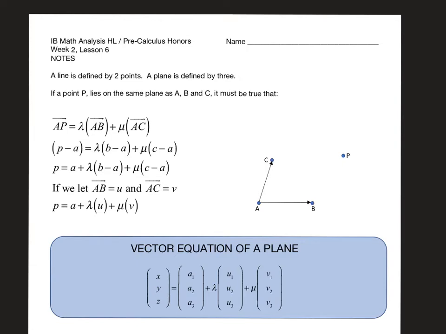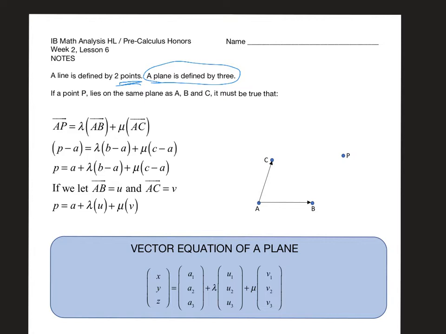Week 2, lesson 6. All right, so you already all know that a line is defined by 2 points, right? Not that big of a deal. A plane, however, is defined by 3. That's the minimum number of points it takes to define a plane. So I'd like you to take a look at this picture over here to the right, and I'm going to talk you through the derivation of the vector equation of a plane.